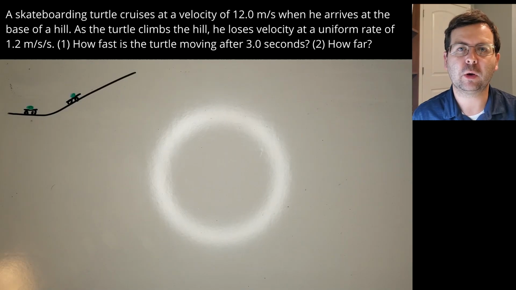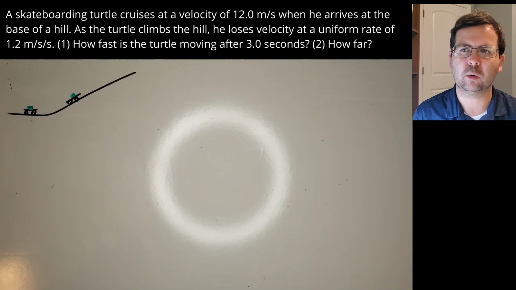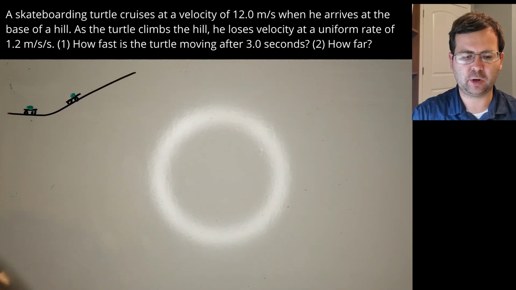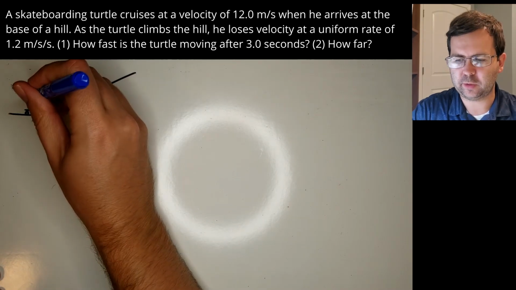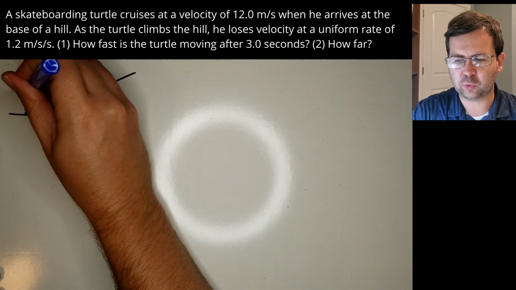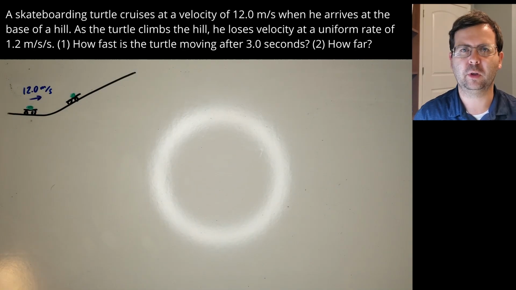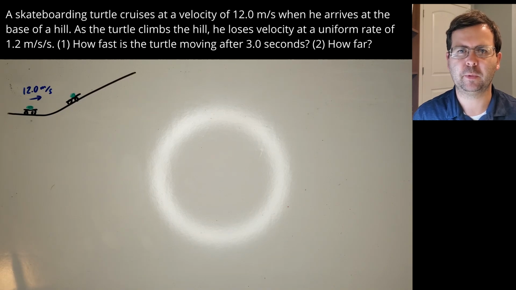Hi, in this video I want to solve a kinematics problem with you, so let's get started. A skateboarding turtle cruises at a velocity of 12.0 meters per second when he arrives at the base of a hill. As the turtle climbs the hill, he loses velocity at a uniform rate of 1.2 meters per second per second. I've started to draw a picture here. I want to label my picture: this turtle starts out at 12 meters per second before hitting the base of the hill, and then it's going to start slowing down after that.